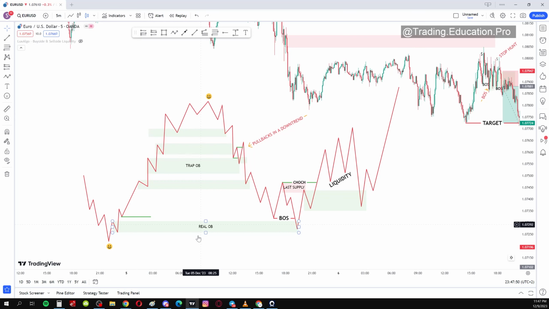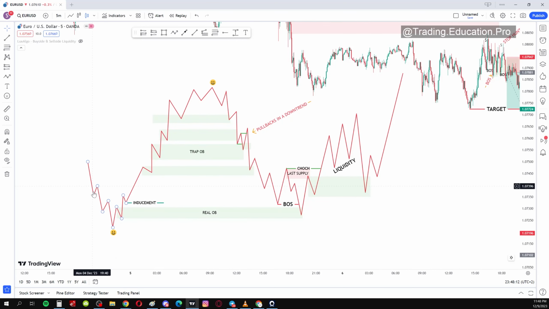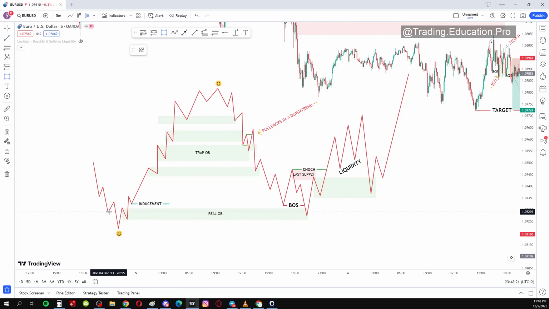Usually how you can search for inducement or the last liquidity is very simple. I will just tell you in a second. Do you see this 1, 2, 3, 4, 5, then 1, 2, 3 here? So the last supply was this one.